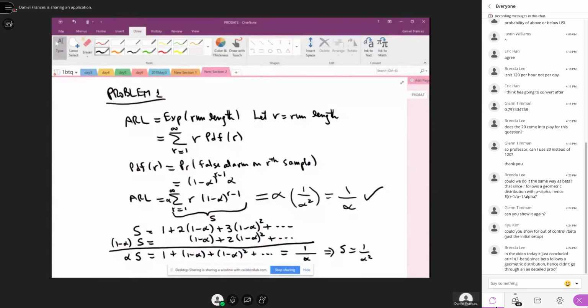And so what we're doing here is using the same concept. We are multiplying what the run length could be, the random variable, times the probability. I just called it PDF because that's what I always use, but I could have put down probability. I wrote down here, PDF of R is the probability of a false alarm on the rth sample, right? And that's the expected run length. R is all the possible values.